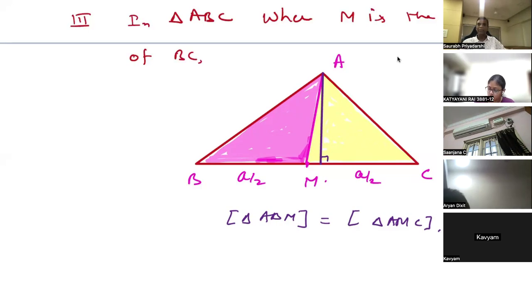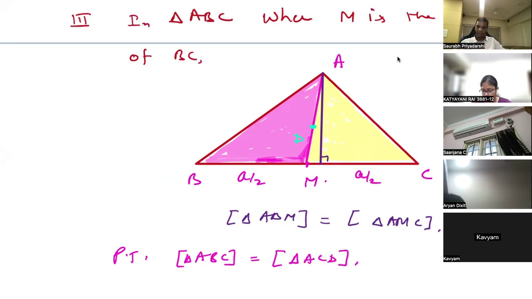Okay, this is a simple thing, right? But what you have to prove in this case, I'm taking any point D on AM. Now, prove this. Area of ABD and area of ACD will be equal. This is clear. Area of ABD and area of ACD, right? Equal. Try this.